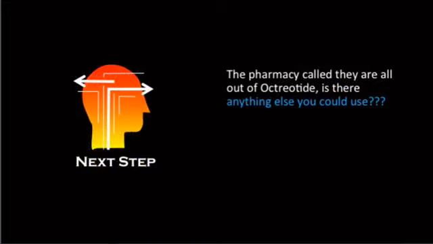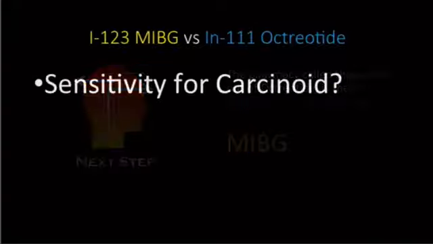So pharmacy called, and they are all out of octreotide. Is there anything else you could use? So you can actually use MIBG for that as well. So how do they stack up against each other?